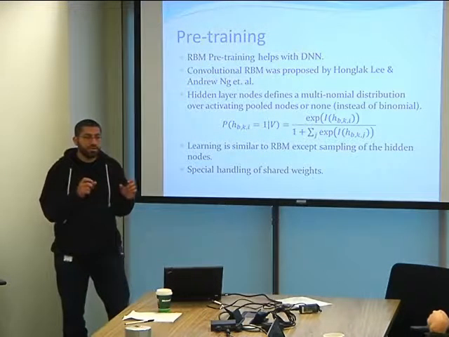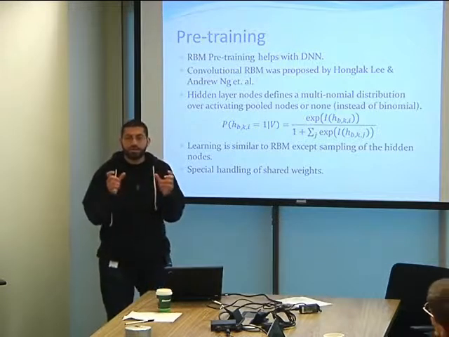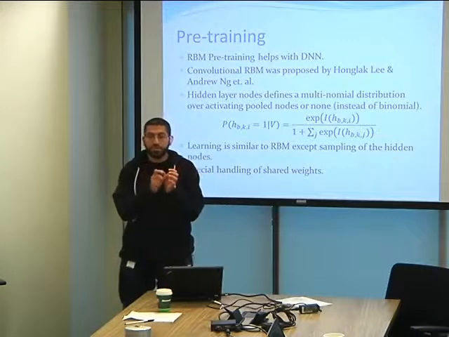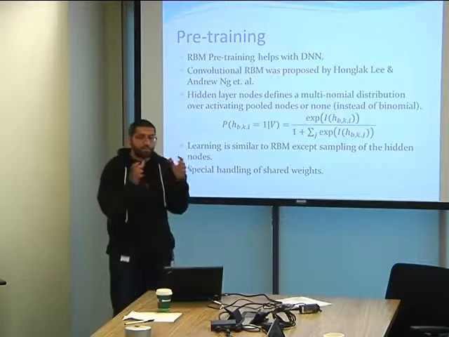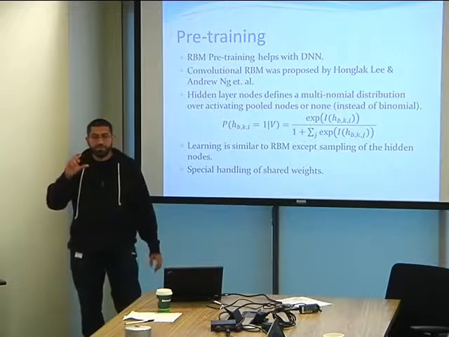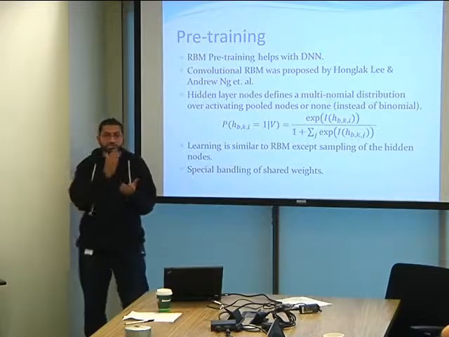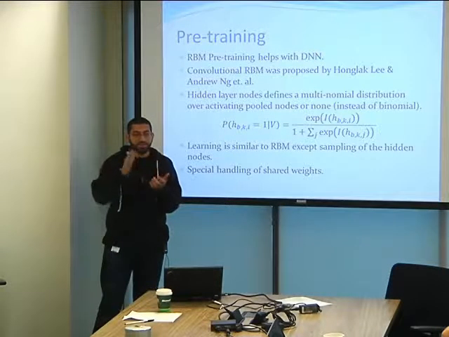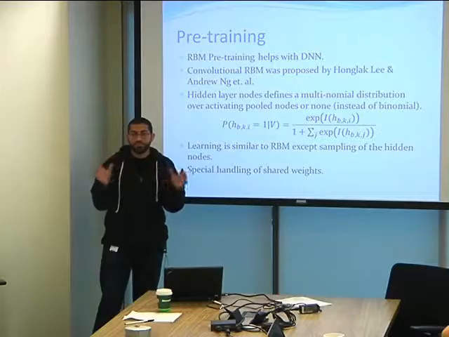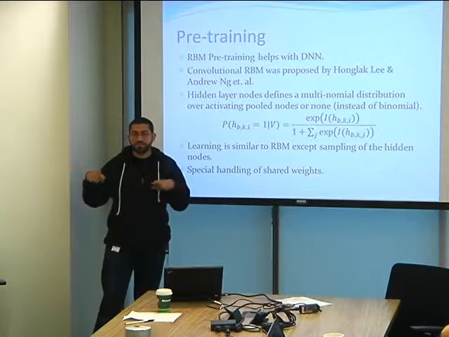So in the convolutional RBM, for example, if I have 6 nodes pooled together, the probability, instead of being binomial, if you are familiar with the RBM, it will be multinomial. So it will be either one of the 6 nodes or no one. So it's one from 7.